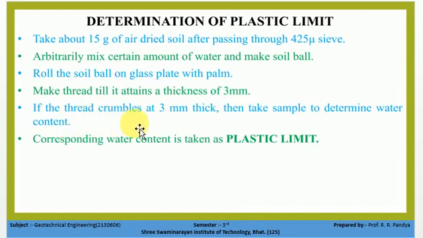If the thread crumbles at 3 mm thickness, take that sample to determine the water content. If your sample breaks at 3 mm, take it and put it into a jar. Then put the jar into the oven to dry. The corresponding water content after the oven dry method is taken as the plastic limit of that particular soil.